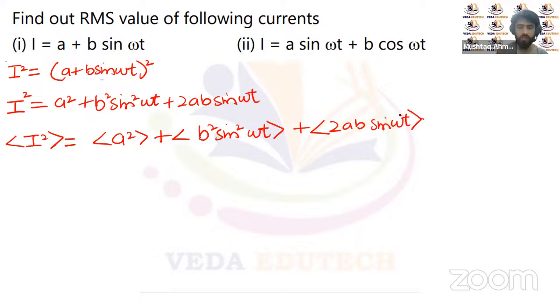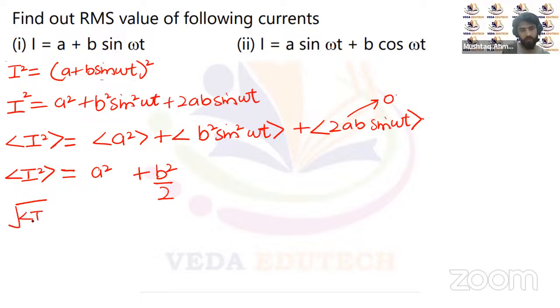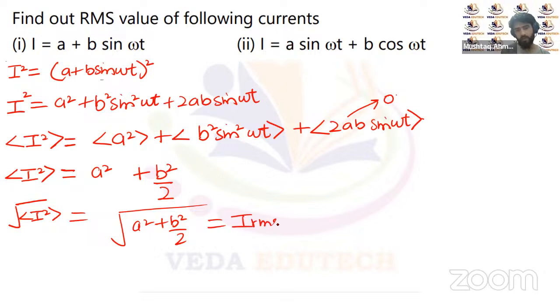Now the mean of sine of omega t is always equal to 0 for the complete cycle. And a square is a constant, so its mean will remain as it is. b square here is also a constant, it will come outside, and the mean of sine square omega t will be half, it will be 1 by 2. So this is the mean square value of the current. And to calculate the RMS value, we'll just take the root on both sides. So this is our IRMS value.